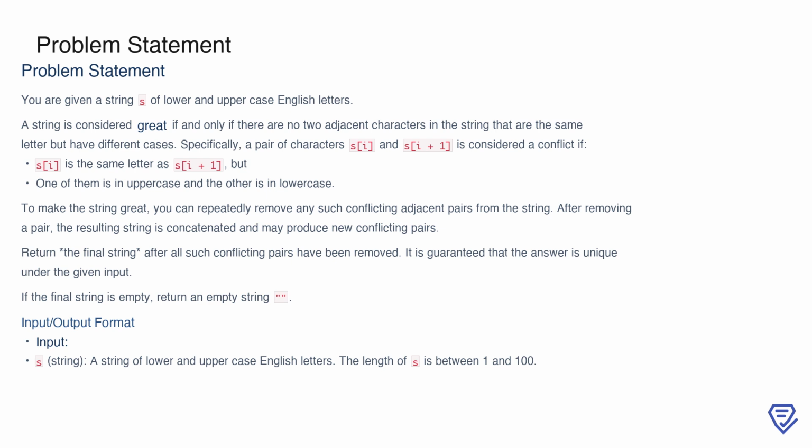When we do this, the string collapses, and new adjacent pairs may need to be checked and removed. The process continues until no more conflicting pairs remain. Finally, we return the resulting string, and if the string becomes empty, we return an empty string represented by double quotes. It is important to note that the problem guarantees the solution will always be unique for the given input.